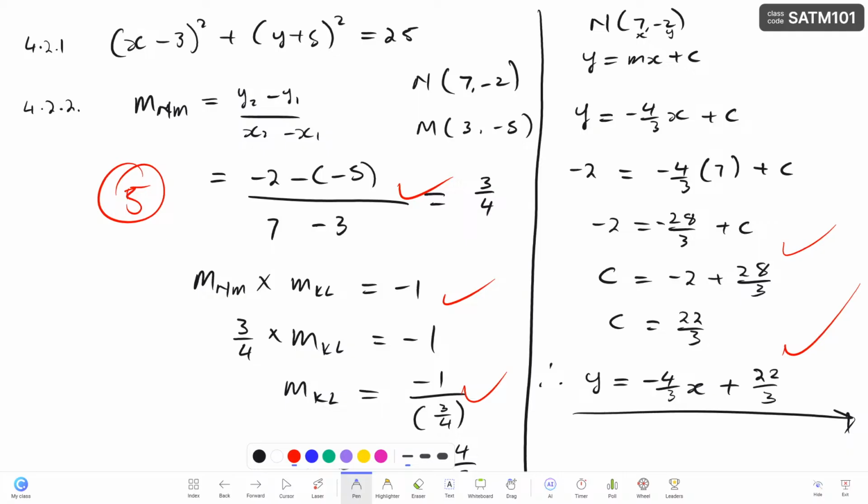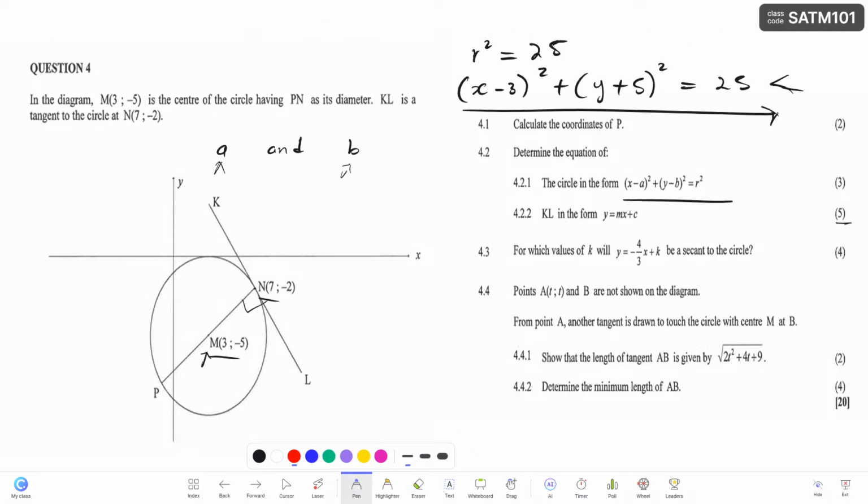So okay, let's go to the next question. Okay, the next question, they said, for which values of k will y is equals to -4/3x plus k be a secant to the circle?